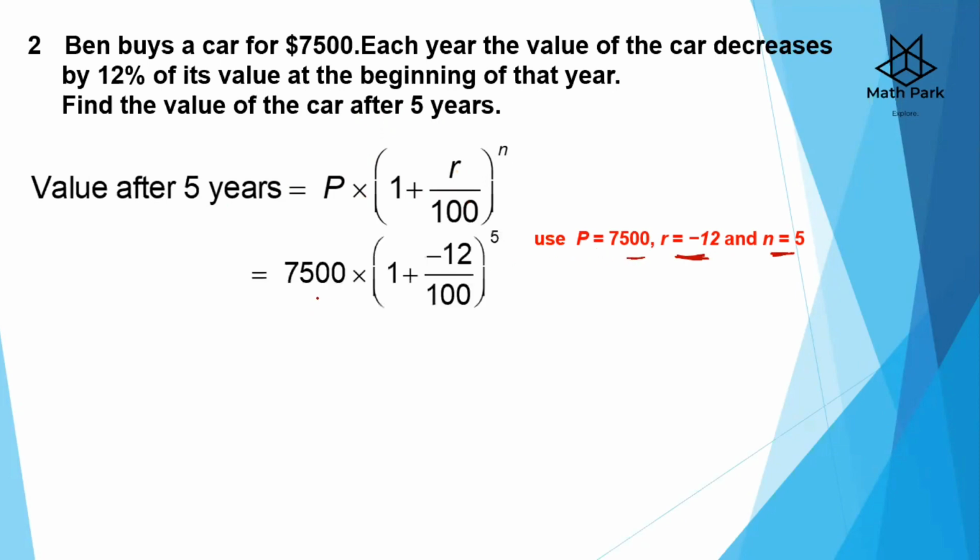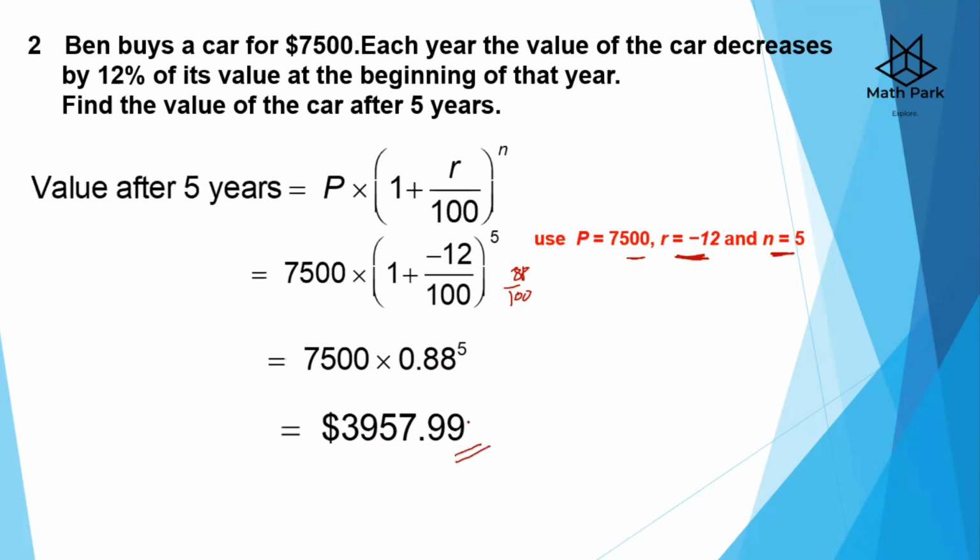Let us put in the value 7,500. So 100 minus 12 is 88 by 100, so this is going to be 88 by 100 to the power 5, which is 0.88 to the power 5. 7,500 times 0.88 to the power 5 in your calculator gives you $3,957.99. So this is going to be the value of the car after 5 years when the rate of depreciation is 12% per annum.